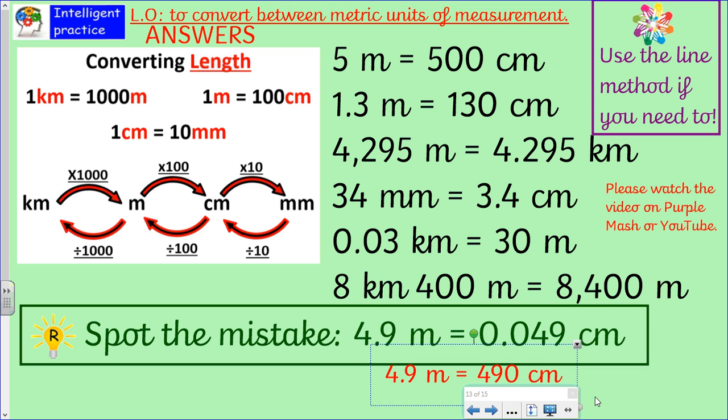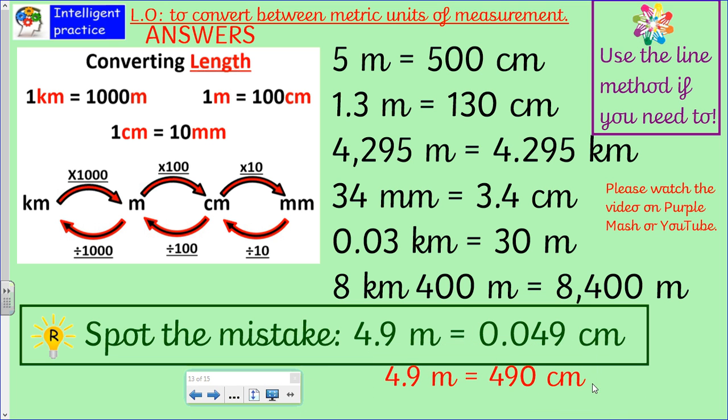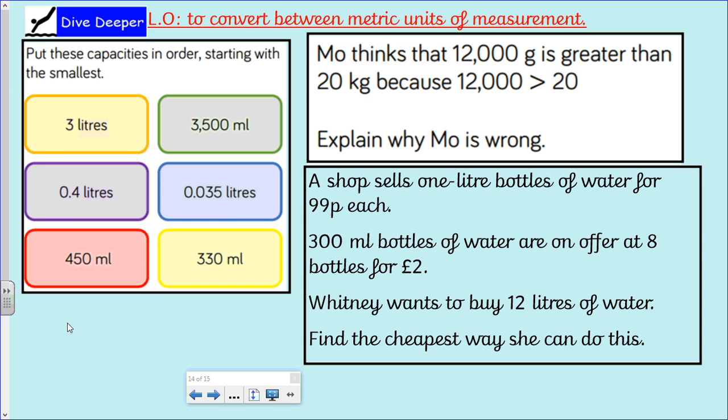Okay, and then this error down here. Did they divide by 100? Yeah, so they've divided by 100. Look, that 9 has gone from here to here. So they've divided by 100 when really they needed to multiply. So this 4 meters is 400 centimeters. It was never going to be 0 centimeters. Logically it doesn't make sense.